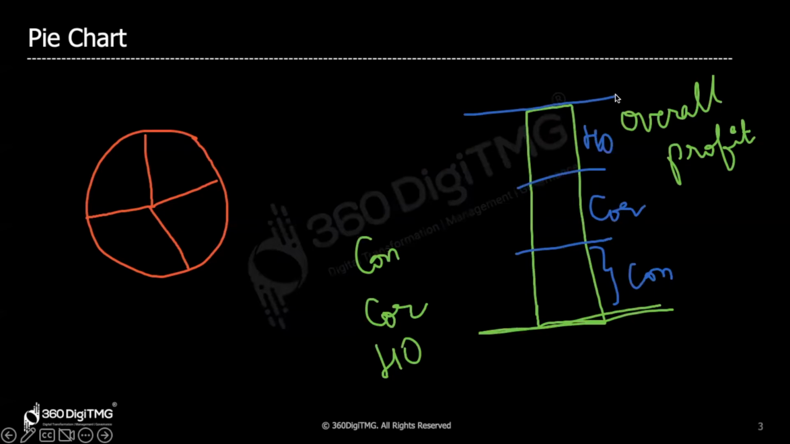Okay. Can we say that home office alone is giving us so much profit? No. Home office is stacked on top of corporate, which is in turn stacked on top of consumer. So just this part is home office, but the overall height of the bar is the overall value. Okay, stack bar can be a little tricky. I hope you're all able to understand what I'm trying to say.